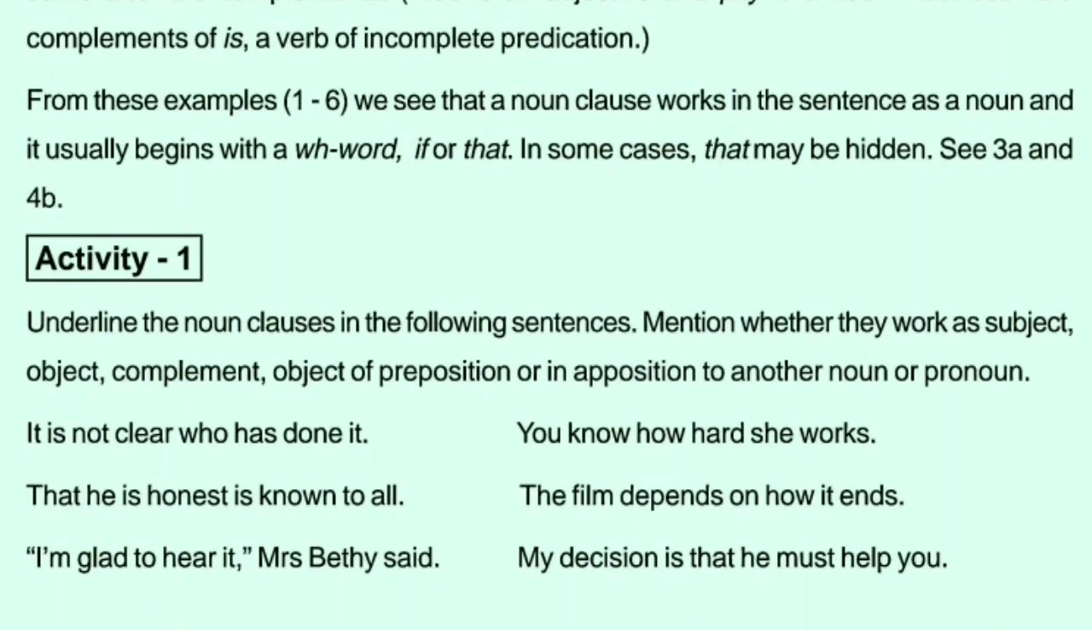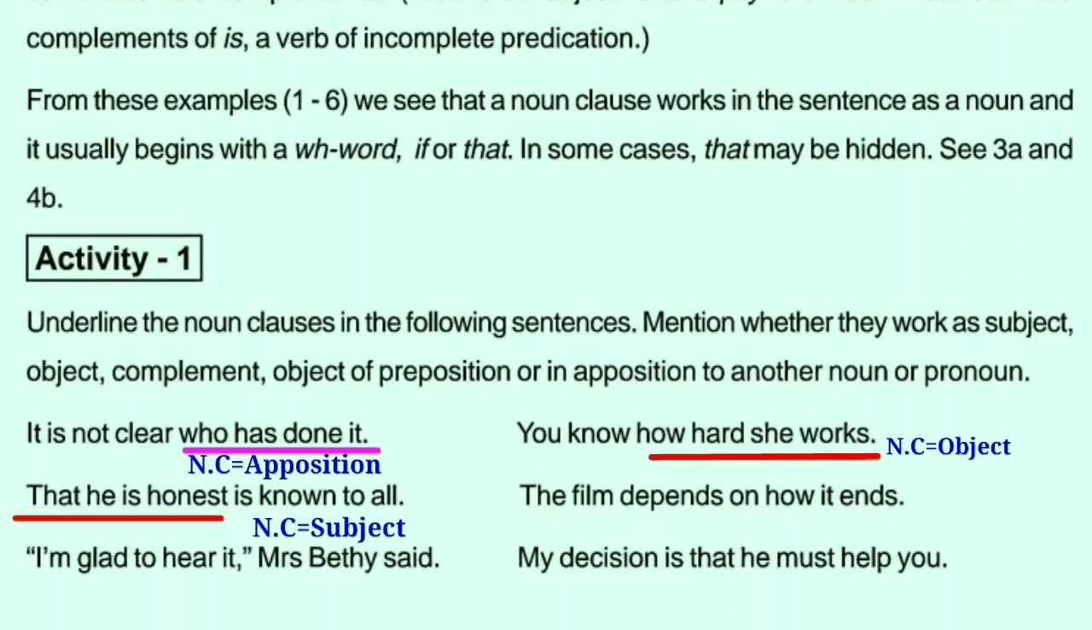It is not clear who has done it. Who has done it, a noun clause in apposition to it. You know how hard she works. How hard she works, noun clause, which is the object of transitive verb know. That he is honest is known to all. That he is honest, noun clause, is in the subject position that you know well. The film depends on how it ends. How it ends is a noun clause working as the object of preposition on.